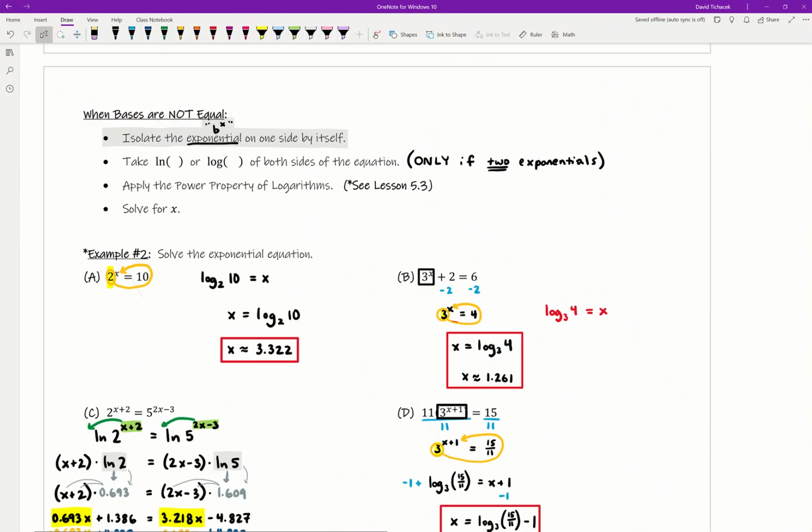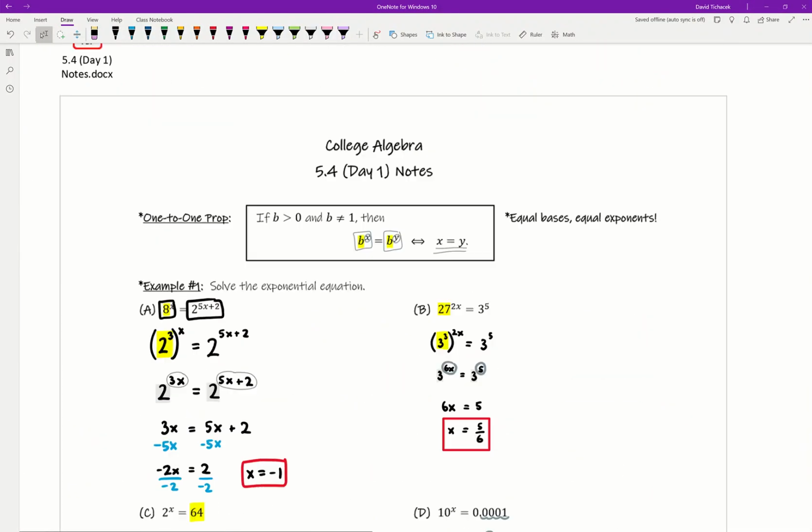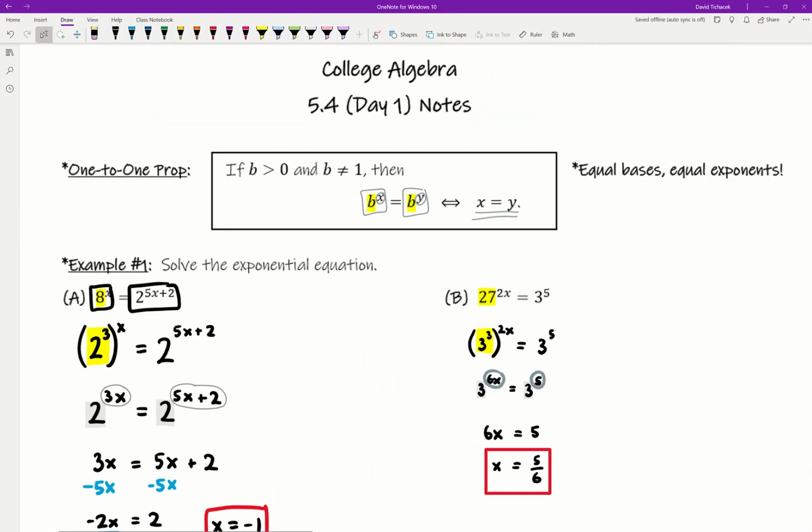That'll do it for this video. I just wanted to show you a couple of different examples where we have an exponential equation. So hopefully that all makes sense.